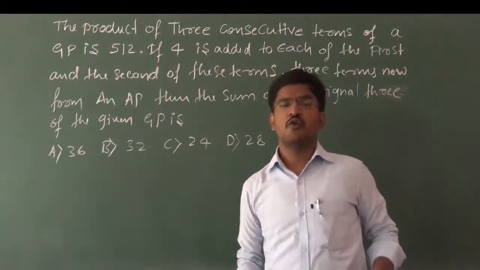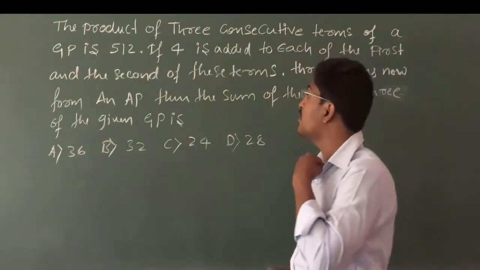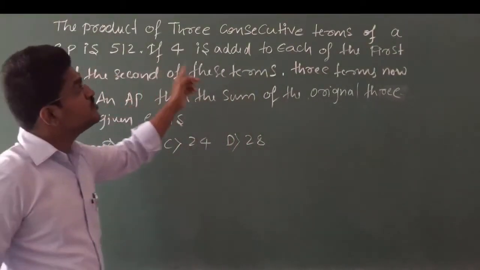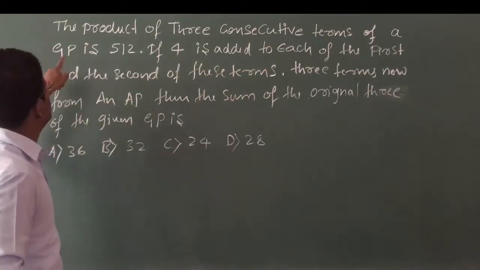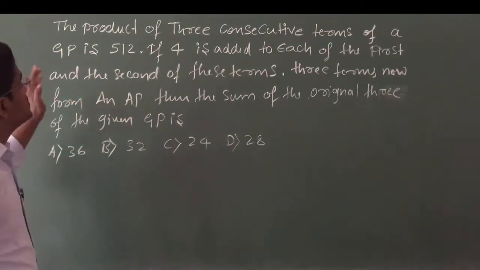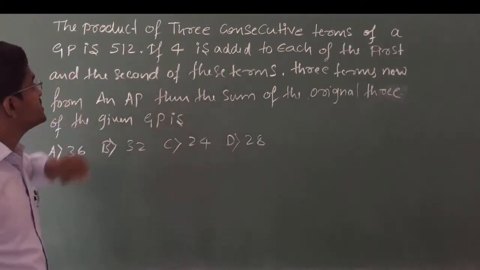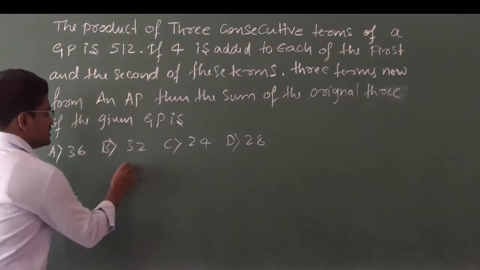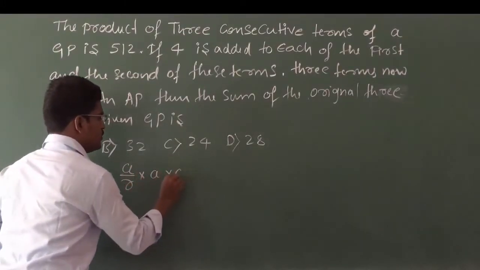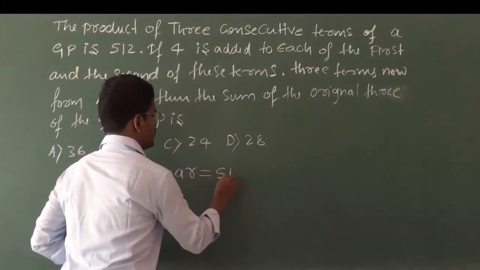Now let us go to the next question, from sequence and series. The product of three consecutive terms of a GP, geometric progression, is 512. I will take the three terms as A by R, A, AR. The product of these is 512.